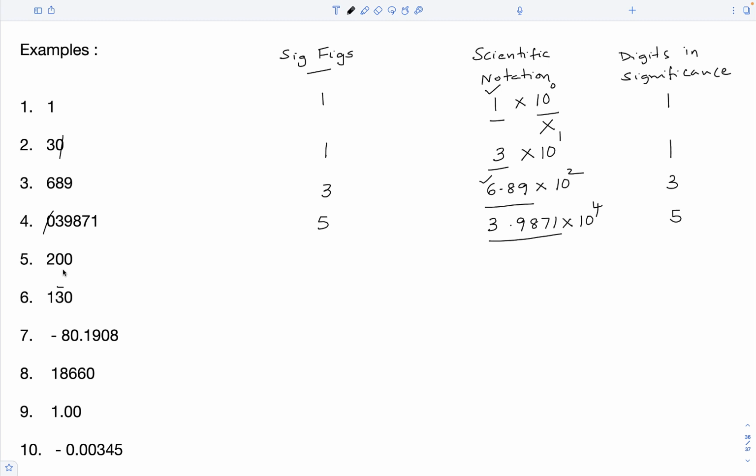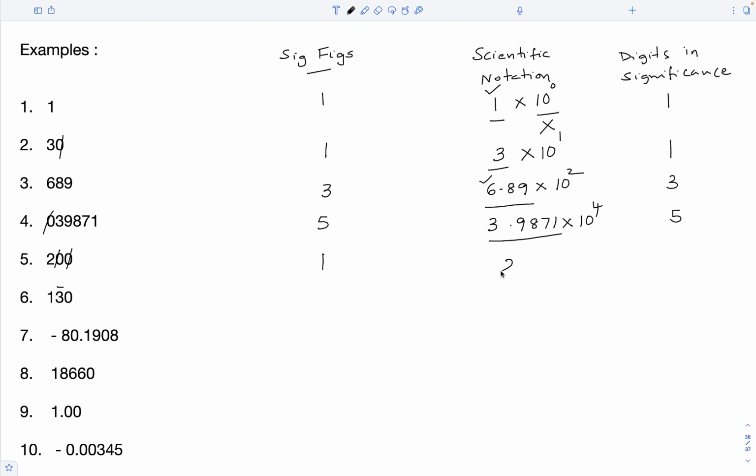And in the fifth example, again we have an integer with trailing zeros but without a decimal point at the end. So that means by convention, these 2 trailing zeros are not significant. So there is only one significant digit in this measurement. How do we convey the same using scientific notation?